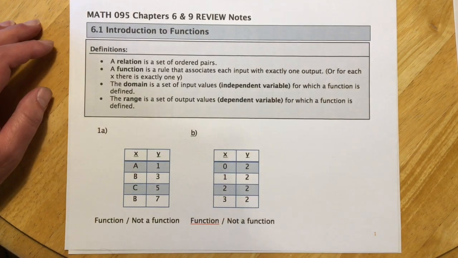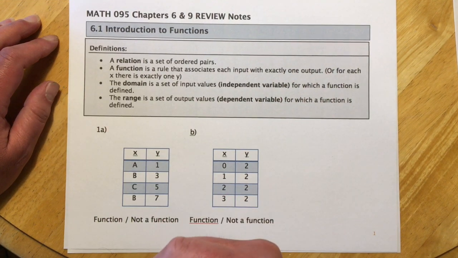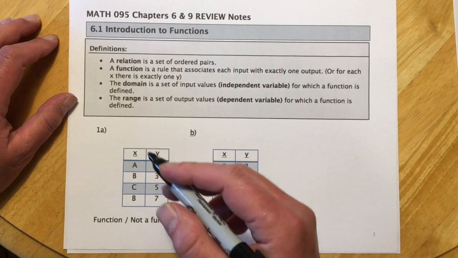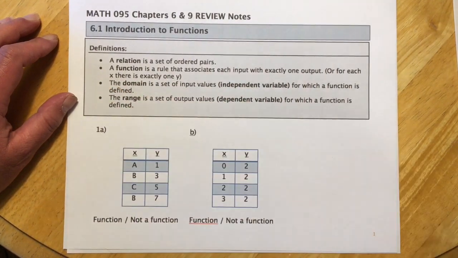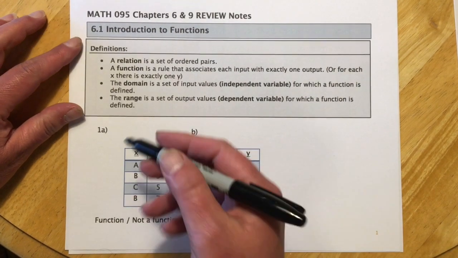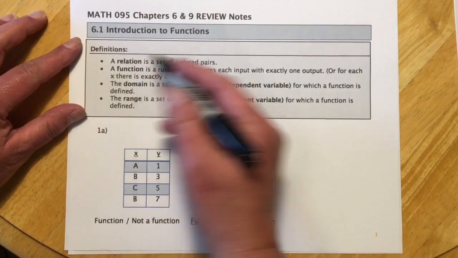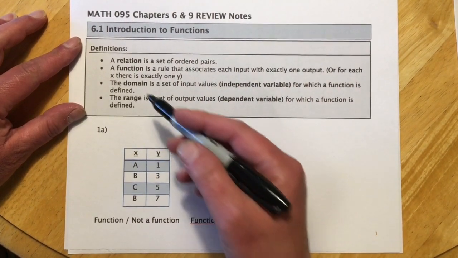So this is the Math 095 Exam 3 review, and it covers chapters 6 and 9. So 6 was functions, and remember that a function is: for every x there's only one y, or for each input there's only one output. That's sort of the definition. A relation is just a set of ordered pairs, so it's everything. It could be a function or not a function.